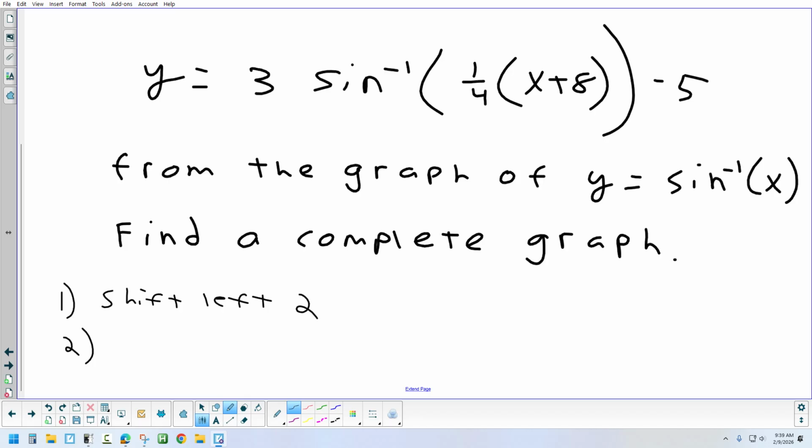Okay. What would be the next transformation? Yep. Horizontal stretch. We're going to stretch by a factor of 4.